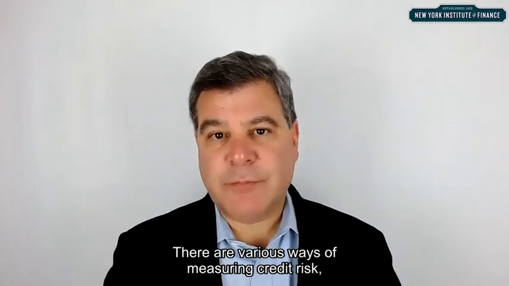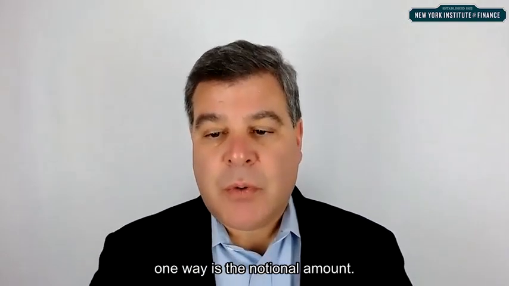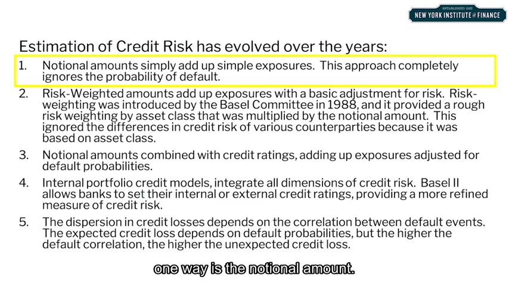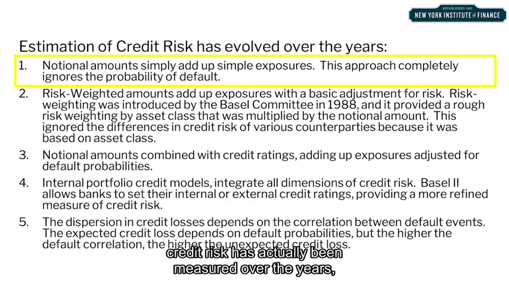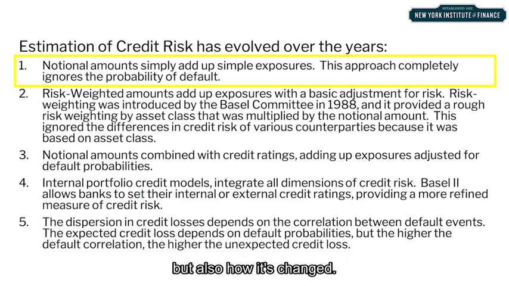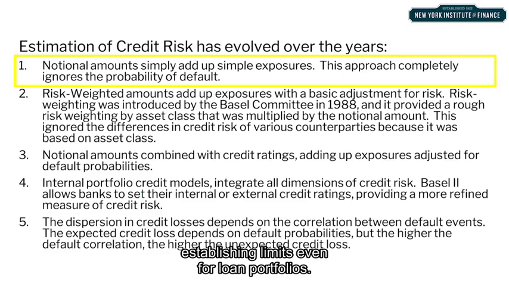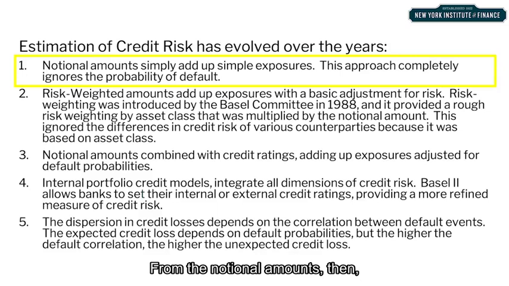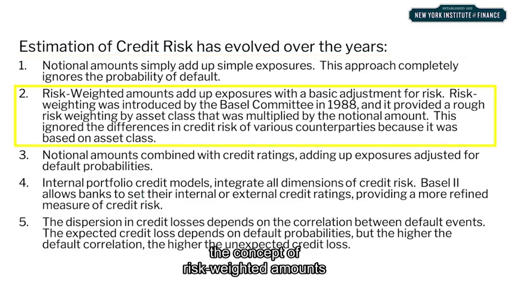There are various ways of measuring credit risk. One way is the notional amount. Now, what I'm going to walk through is a series of ways that credit risk has actually been measured over the years, but also how it's changed. So at one time, notional amount was the primary way of establishing limits, even for loan portfolios. From the notional amounts, then, the concept of risk-weighted amounts started to be introduced.